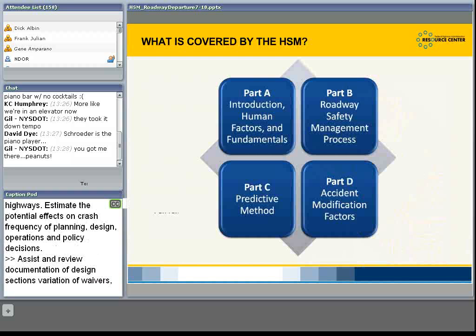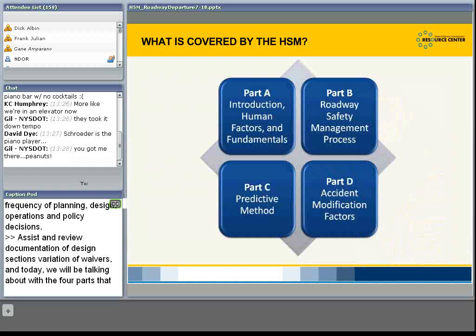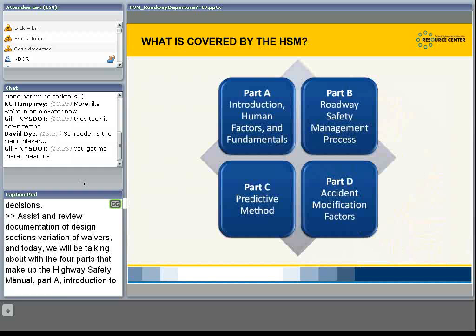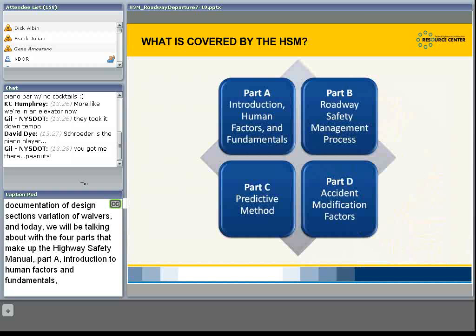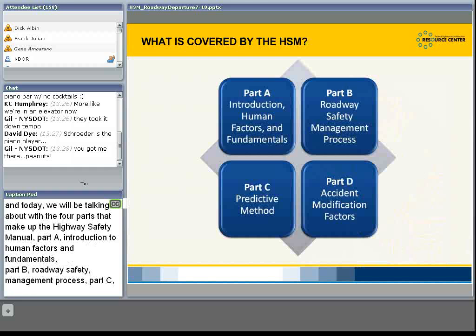And today I'm going to lead in with the four parts that primarily make up the Highway Safety Manual. Part A, Introduction to Human Factors and Fundamentals. Part B, Roadway Safety Management Process. Part C, Predictive Methods, which we're going to talk about primarily today. And we will also get into Part D, Accident Modification Factors.